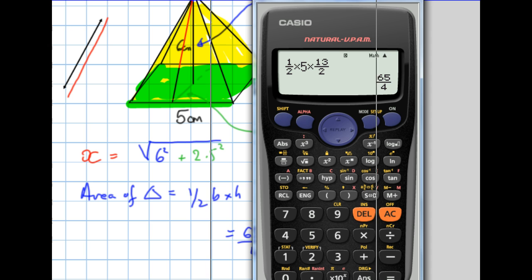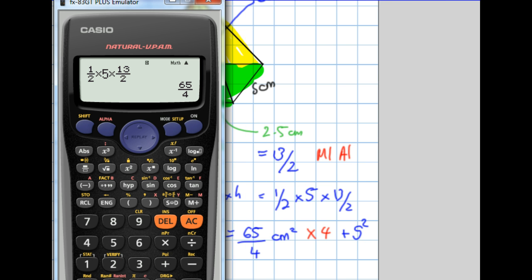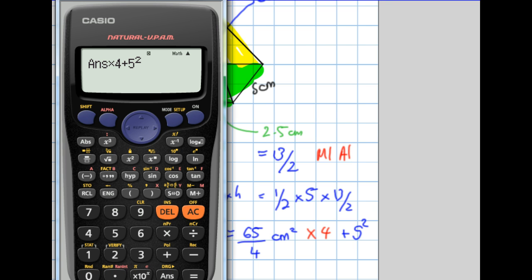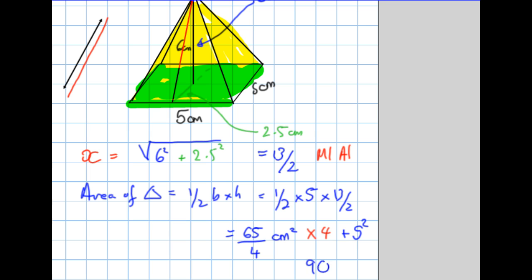There we go. If you're fortunate and haven't been fiddling around with the calculator, you should still have the previous answer up. So I'll do that times 4, add 5 squared, press the equals button, and there we go, and the units will be 90 centimeters squared. Okay, one more. I know this is going to make this video a bit longer. Sorry about that. Just pause.